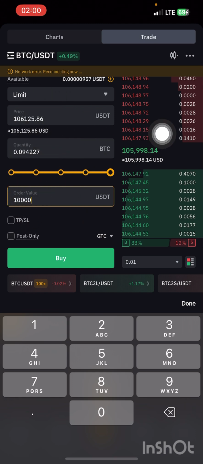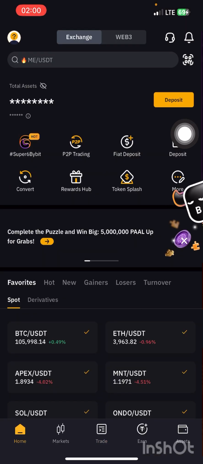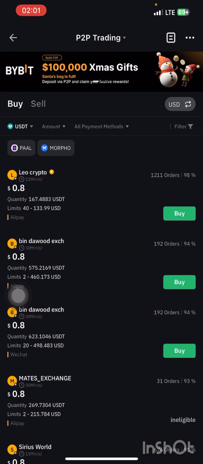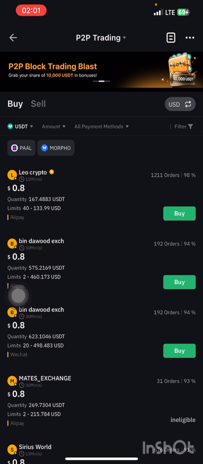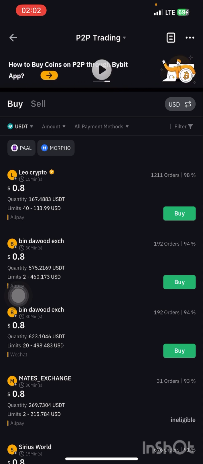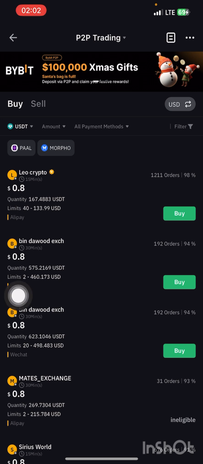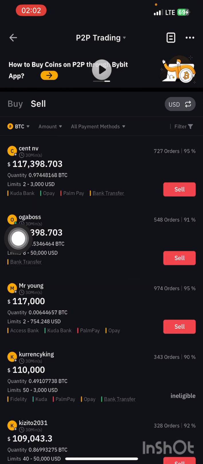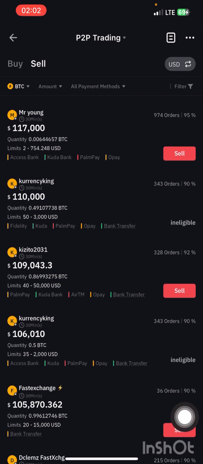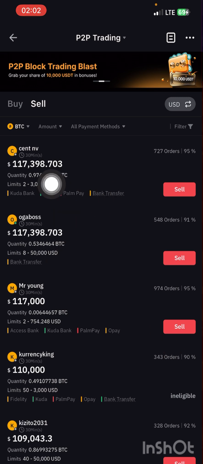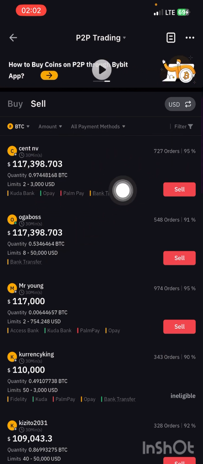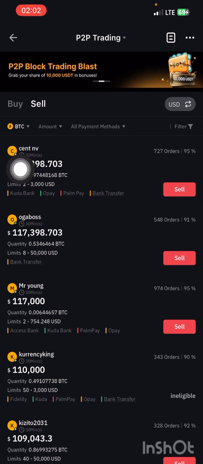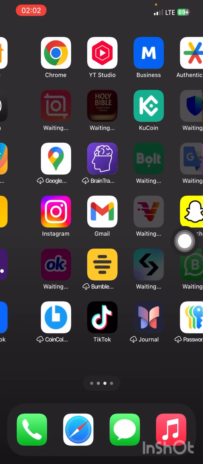Now, by the time you have this quantity of Bitcoin from your Bybit spot market, you will just need to take it to your P2P market. Now, this is your P2P market. Like I've told you before, you can sell in two ways. The first way is to come directly to your sell page, click on USDT, select Bitcoin, and then select any of the merchants that fits what you want to sell. So let's assume this guy is buying Bitcoin at 117,398. You just need to go to your calculator and do this very quickly.